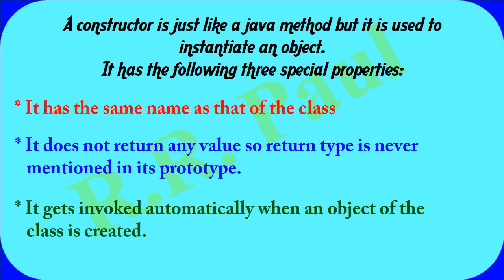Second point is, it does not return any value. So, return type is never written in its prototype. Third one, it gets invoked automatically when an object of the class is created. Meaning, when we create the object of the class, the constructor is automatically called by Java. We'll be checking out these points in the following examples. So, wait and watch.